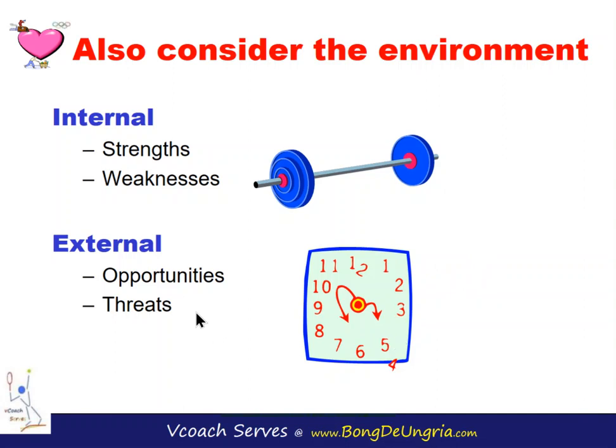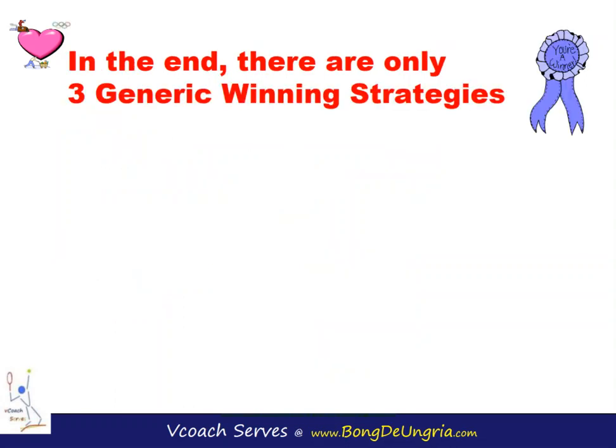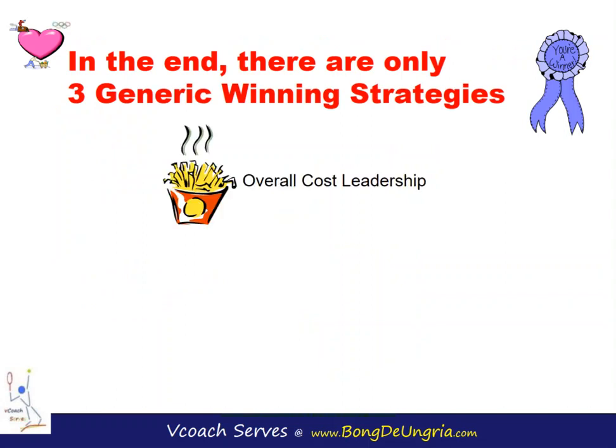Now, it may seem that marketing is very complicated. In the end, there are only three generic winning strategies in marketing. First, you achieve overall cost leadership. Be the lowest price because you have the lowest cost. If you can do that and achieve cost leadership, then that's one way to being victorious in the marketplace. But sadly, there's only one or two or three companies or brands that can achieve this overall cost leadership.